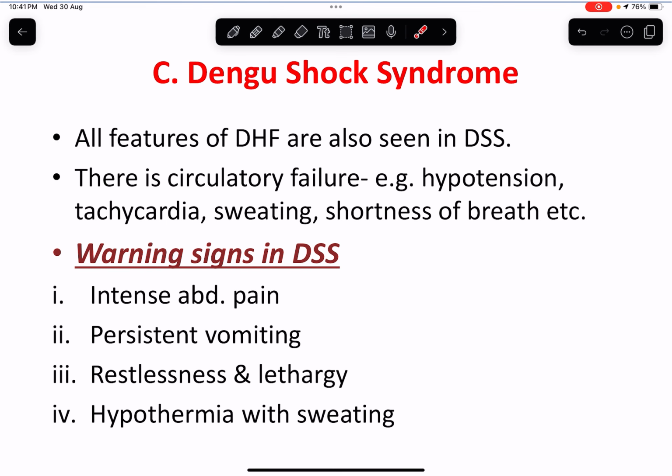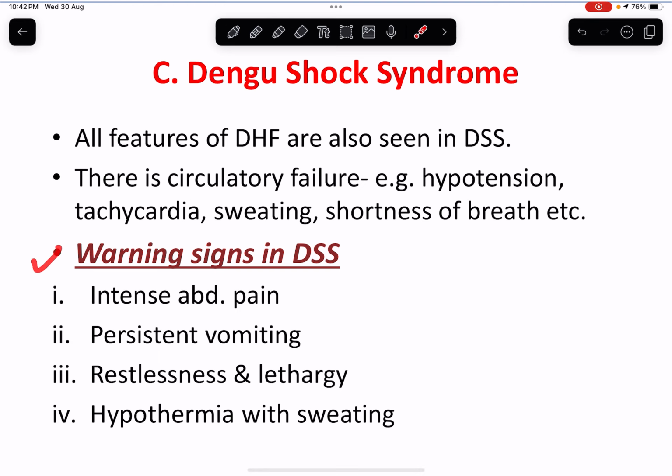As the name suggests, shock. So the patient will have all the features of dengue hemorrhagic fever, the 4 features I have just mentioned. Along with this, the patient will have shock. That is why it is known as dengue shock syndrome. There is circulatory failure because of shock. Patient will have hypotension, tachycardia, sweating, shortness of breath.